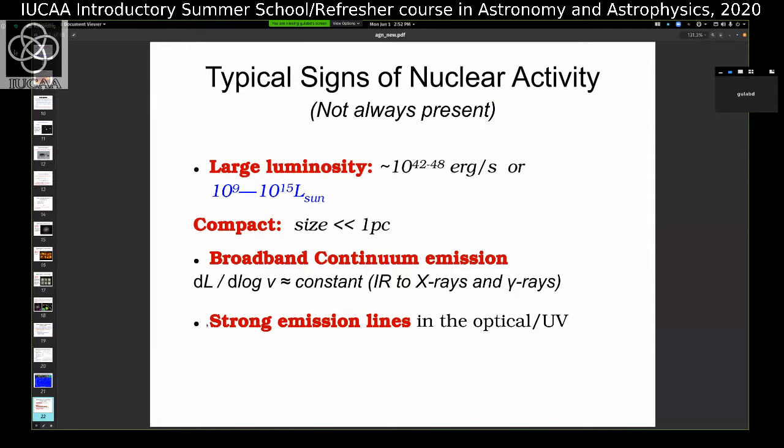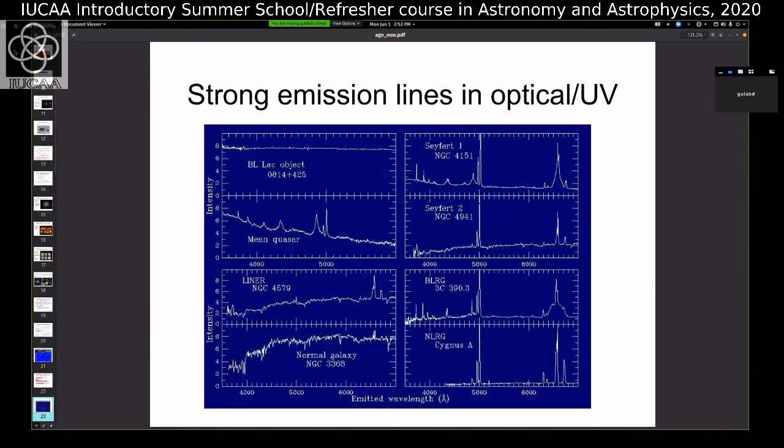Then some of the AGNs show very strong emission lines in the optical and ultraviolet. Here I am showing the spectra of different types of AGN as well as the spectrum of a normal galaxy. In the left bottom panel you will see the spectrum of a normal galaxy, NGC 3368. First of all, you see this spectrum is noisy. Usually a noisy spectrum arises due to low flux. So the continuum flux is low, which means the object is pretty weak.